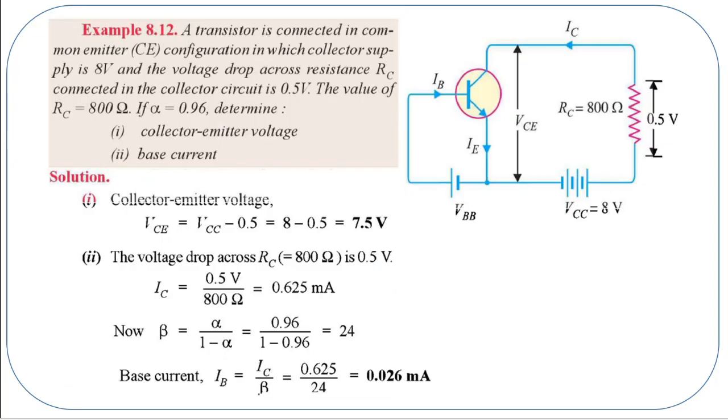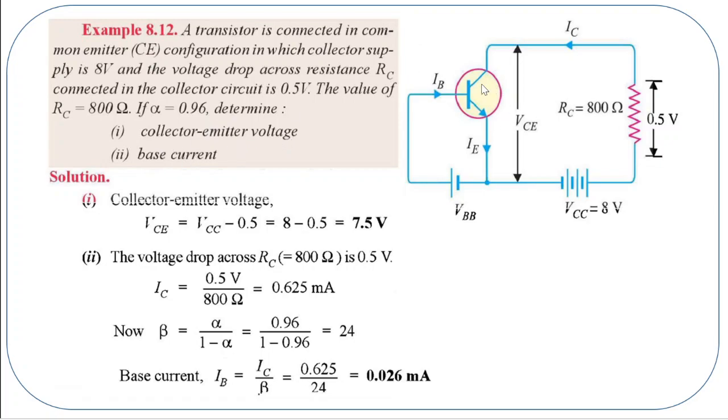Before winding up, let's do a quick problem. A transistor is connected in common emitter configuration in which the collector supply is 8 volt and the voltage drop across the resistance RC connected in the collector circuit is 0.5 volt. The value of RC is 800 ohm. If alpha is 0.96, find the collector emitter voltage VCE and base current IB.